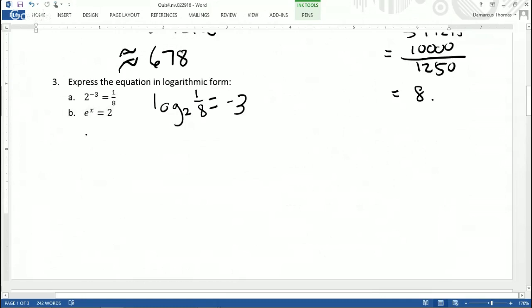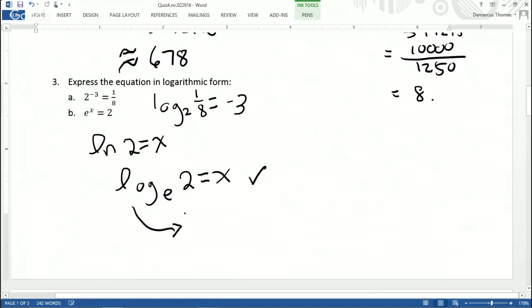The next problem is same idea, log base e, but we can also call that ln. So ln of 2 is equal to x. And so there it is. Those are the two logarithmic forms. Keep in mind, if I did log base e of 2 is equal to x, I would give you credit for that as well. But you could just go one step further. It turns out that the log base e is actually the natural logarithm, because we use base e so much that it has its own symbol.